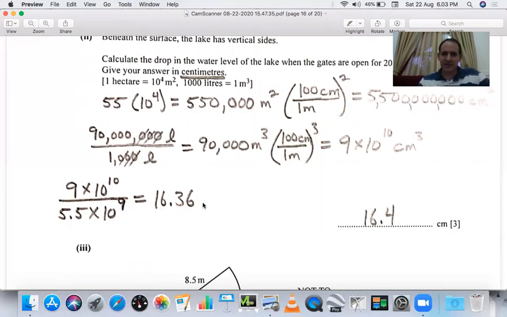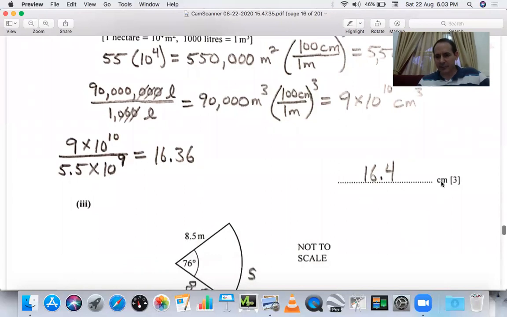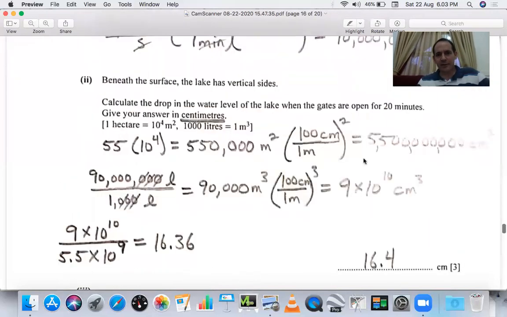We're already in centimeters. And then in 3 significant figures, 16.4 centimeters. There's probably other ways that you could do it, but this is the way I chose to do it. I chose to do volume divided by area to get the linear.